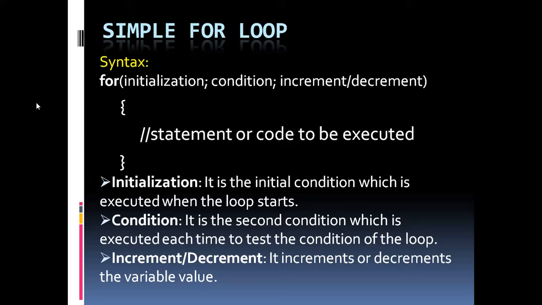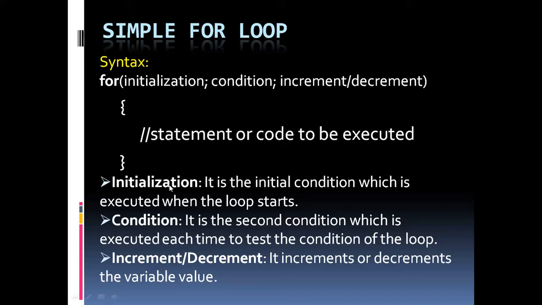This is the syntax of a simple for loop. You should use the keyword for, open parenthesis, and first you have to give the initialization, semicolon, then the condition, semicolon, then the increment or decrement, and the set of statements that need to be executed should go within the curly braces. This is the syntax of for loop.